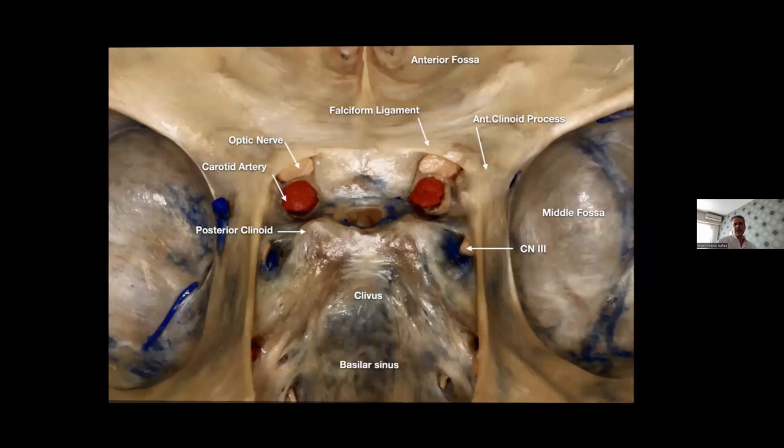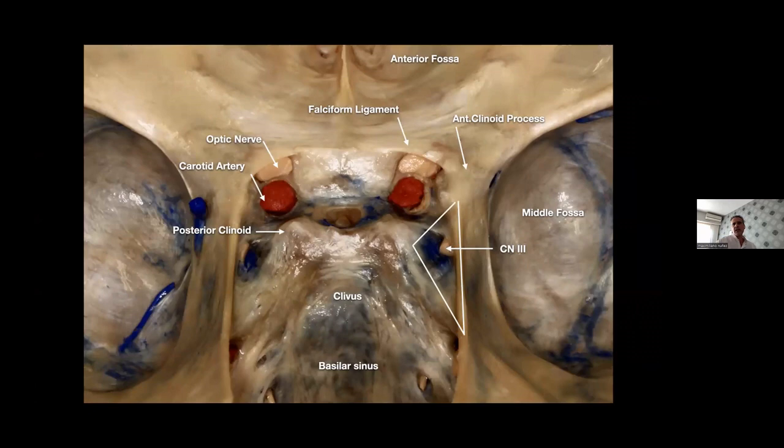Here we can describe the different types of triangle. We see here the anterior clinoid, the posterior clinoid, and the interclinoid ligament. We see the triangle which is the roof of the cavernous sinus, where the third cranial nerve makes a hole in order to reach the interior part of the cavernous sinus.